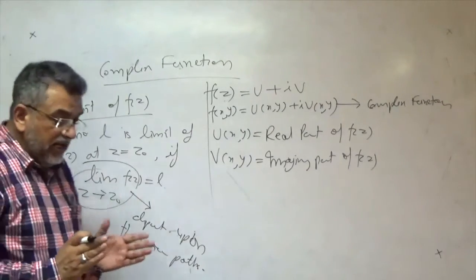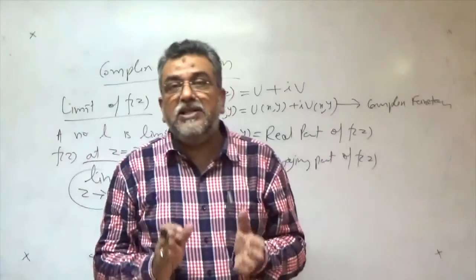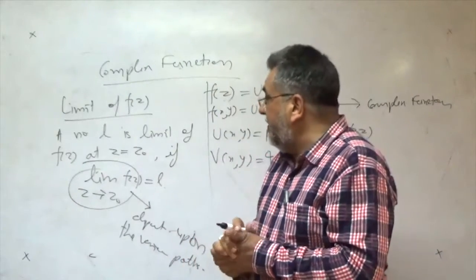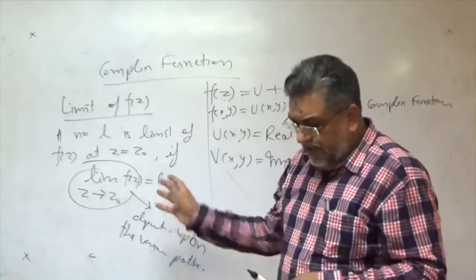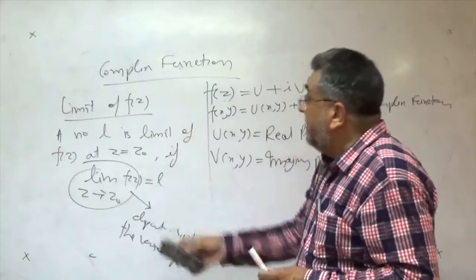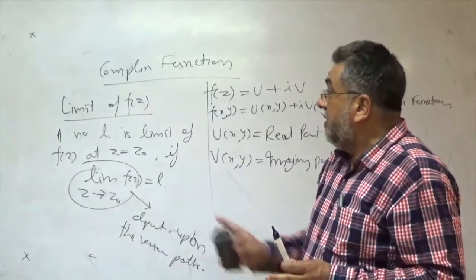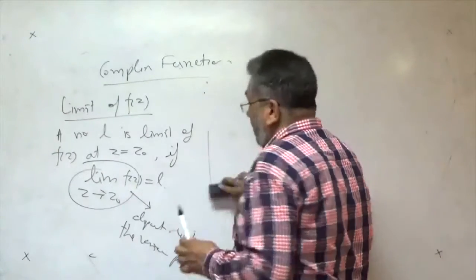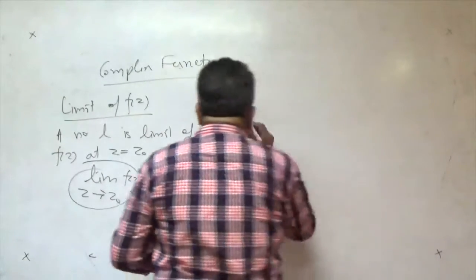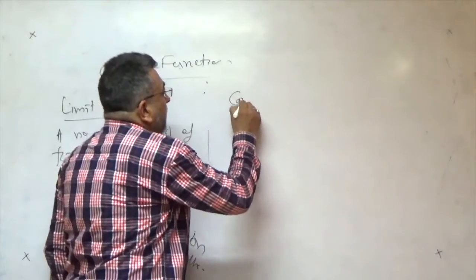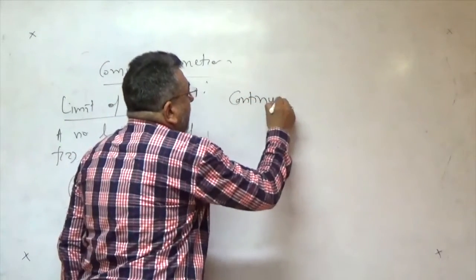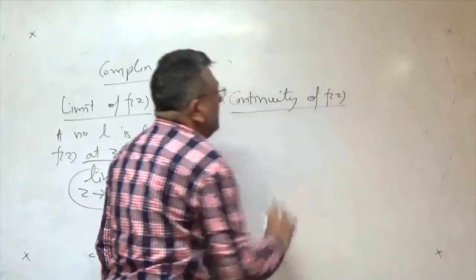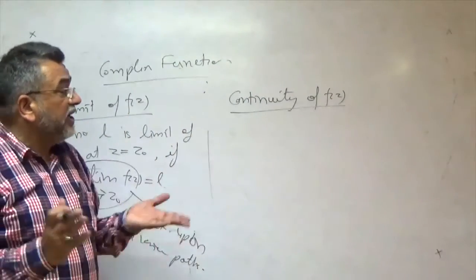If the value of the limit is independent of the different paths, then we say that the limit of the function exists. We will discuss that later. Now, this is the first characteristic, the limit of a function. The second thing we have to see is the continuity of the function f(z), whether this function is continuous or not.